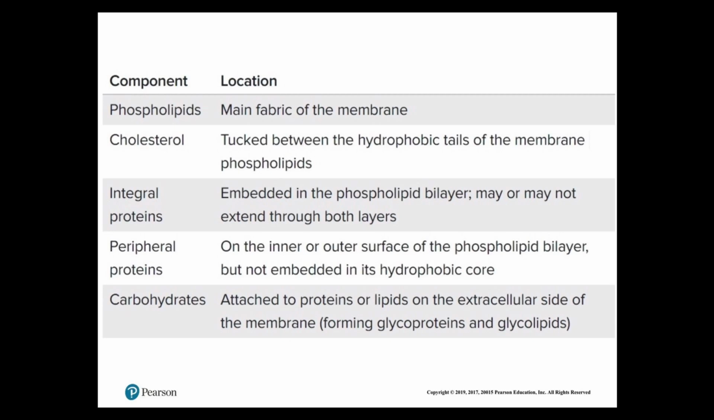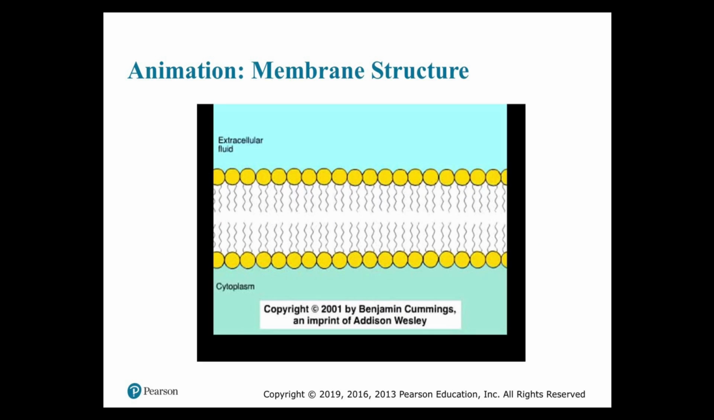core. And then we have those carbohydrates, which make up the glycocalyx, and they're attached to proteins or lipids on the extracellular side of the membrane. So if they're attached to proteins, they're called glycoproteins, and if they're attached to lipids, they're called glycolipids. Here's an animation of the membrane structure.